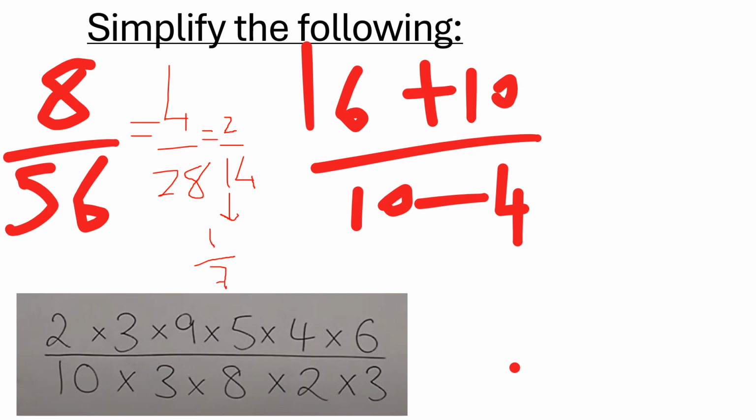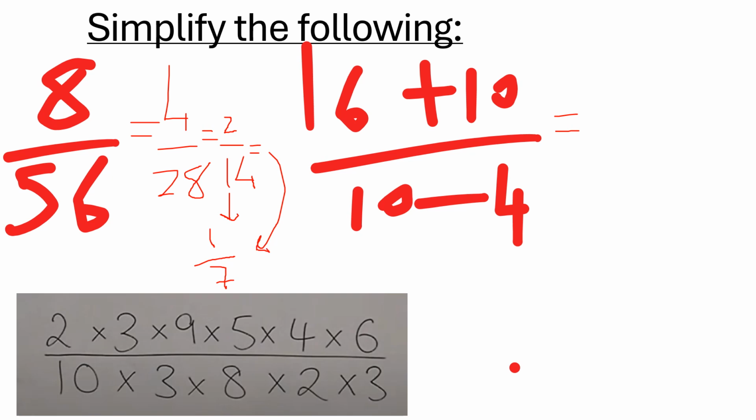Alternatively, you might have spotted that I can divide top and bottom by 8. That's fine, but I like to break it up here to make it easier for my viewers to see. So I divide top and bottom by 2 because they're both even. We start with 8 and 56. 8 divided by 2 would be 4, 56 divided by 2 would be 28, so I got 4 28ths. Divide top and bottom again by 2 because they're both even. I get 2 14ths. Divide top and bottom again by 2, and I get 1/7.